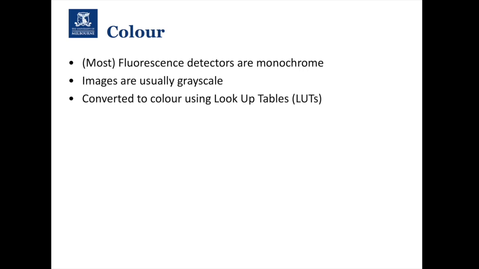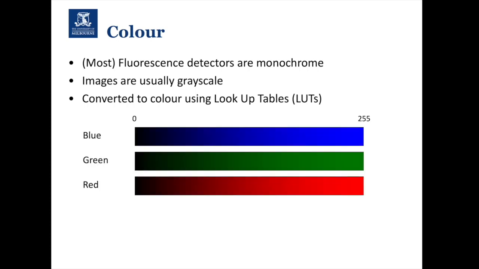Most fluorescence detectors are monochrome, which means your images are usually grayscale. So any color that we're seeing is being converted from the grayscale into color using something called a lookup table. Three of the most commonly used lookup tables are shown here: the blue, green, and red lookup table. In this case, zero intensity is black, maximum intensity is blue, and then we've got a linear scale between black and blue. Same for green, black to green, and black to red.